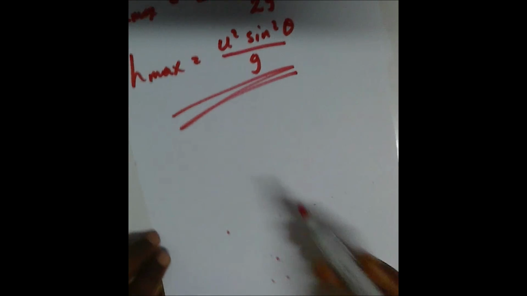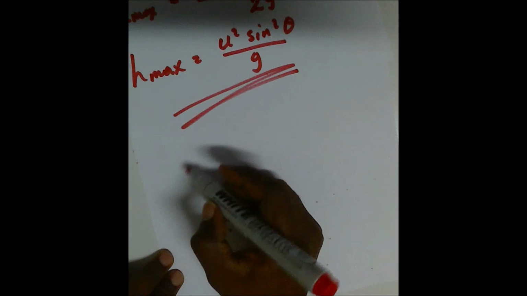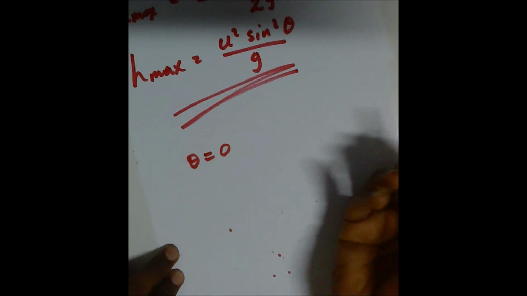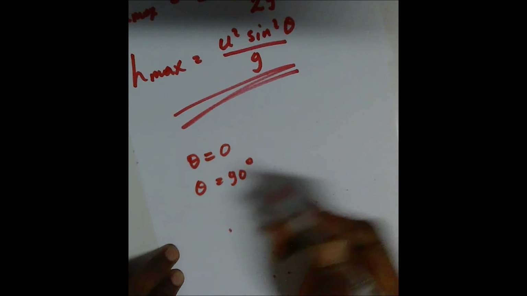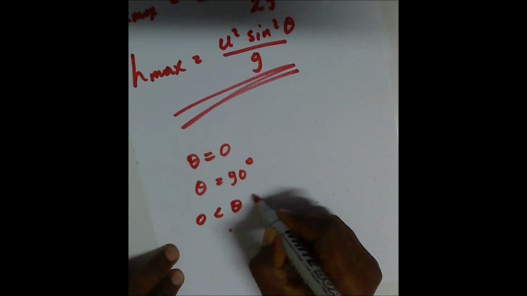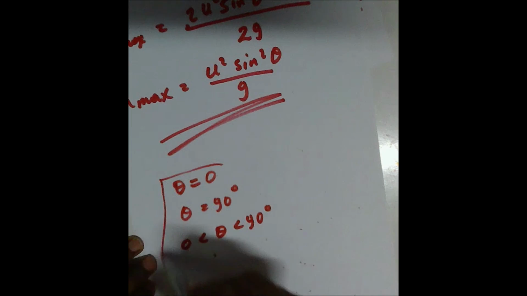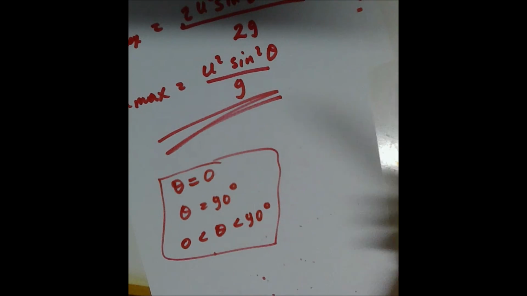Having this in mind, the projection in terms of angle can be divided into 3 cases. The first is when theta is equal to 0, which is horizontal projection. The second is when theta is equal to 90 degrees, which is vertical projection. The third is when theta is between 0 and 90 degrees. These are the common divisions, so we can apply the formulas for h max and the others in these 3 cases.